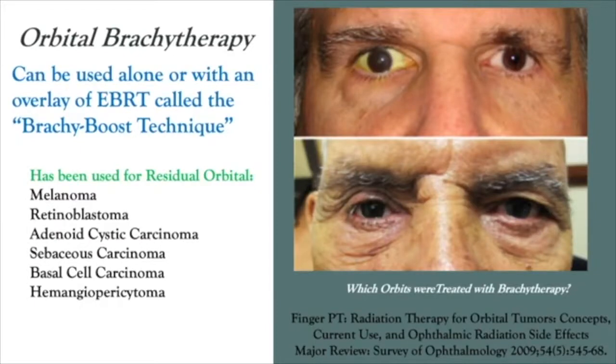There's an additional technique used for select tumors called Brachytherapy Boost. That's where you place the radiotherapy applicators in a portion of the orbit, and that area of the orbit receives the high dose with an overlay of radiation to the entire orbit. As you can imagine, the area that is treated with both brachytherapy and external beam gets twice the dose.